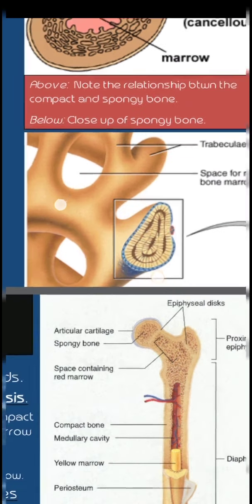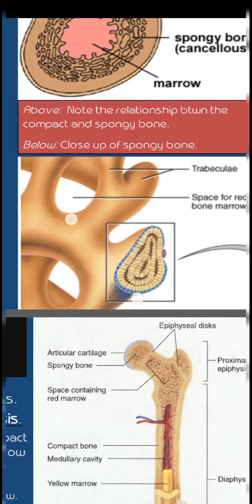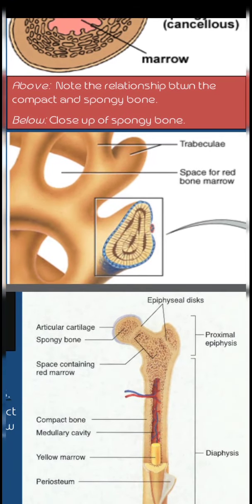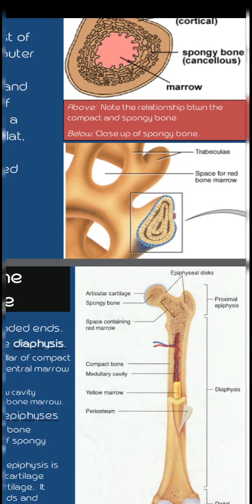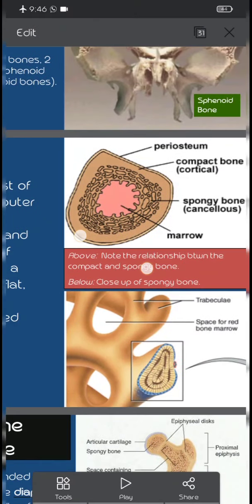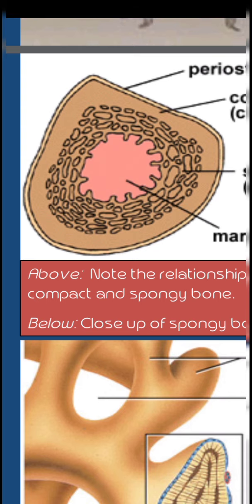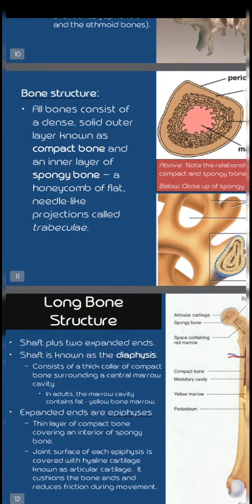These are trabeculae in spongy bone, magnified. So these are trabeculae which contain the spaces for the bone marrow. Okay, here you can also see the marrow is located in the center of the bone. Around it is a spongy bone and then compact bone.